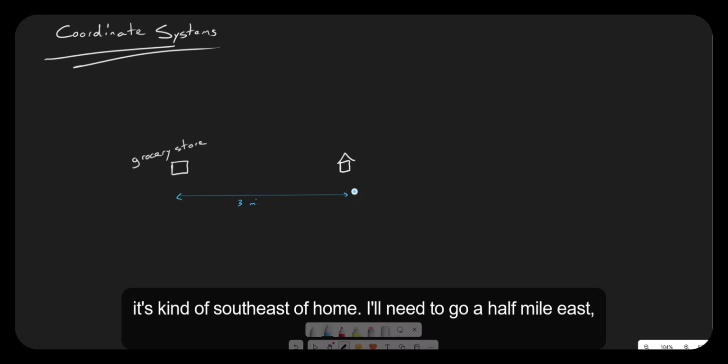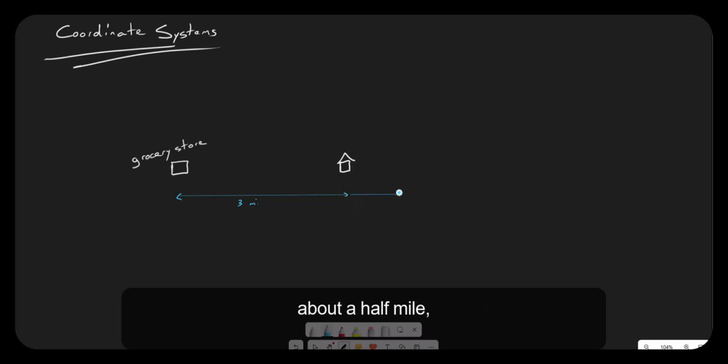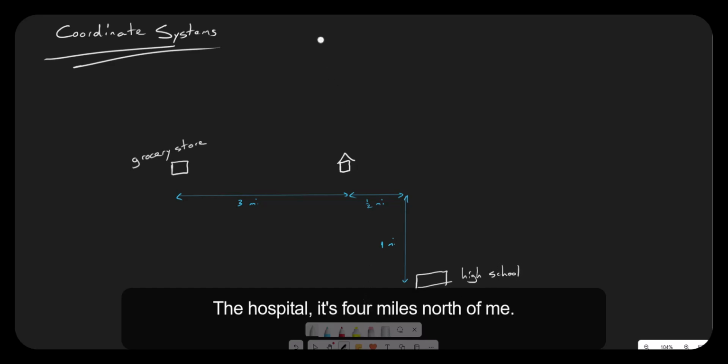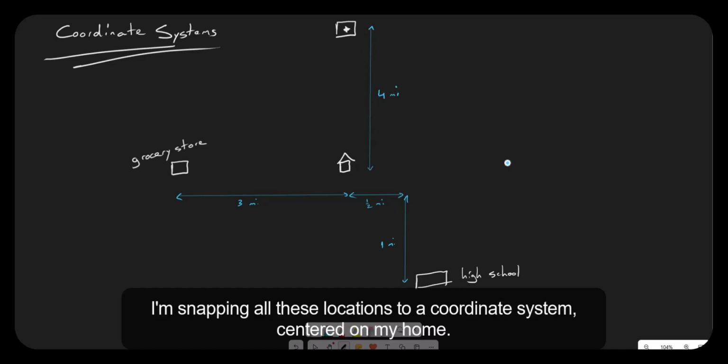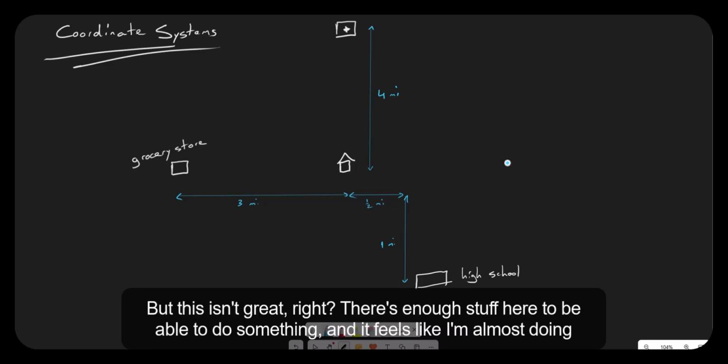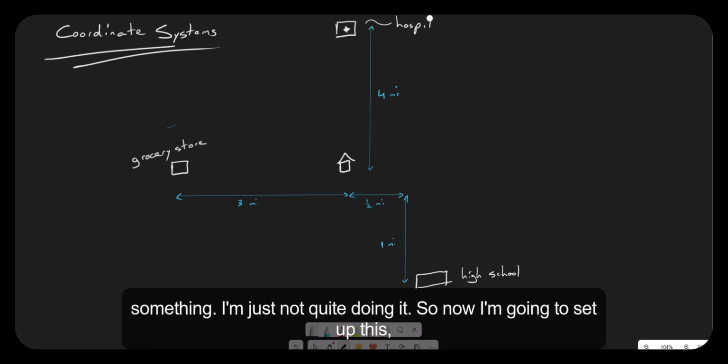The high school, it's kind of southeast of home. I'll need to go a half-mile east. It's about a half mile. And then a mile south. And that's where the high school is. The hospital, it's 4 miles north of me. I'm snapping all these locations to a coordinate system centered on my home. But this isn't great, right? There's enough stuff here to be able to do something, and it feels like I'm almost doing something. I'm just not quite doing it.